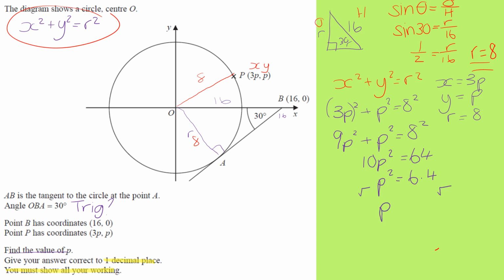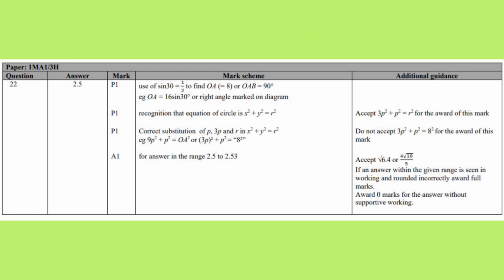So p is equal to, and if I pop that in my calculator, I'm going to get 2.52 dot dot dot. I'm going to carry on. So it's asking me for one decimal place. So my answer to this is going to be p is equal to 2.5. And now I have all of my information and I've answered my question and I've shown all of my working. So how does that compare to the mark scheme?